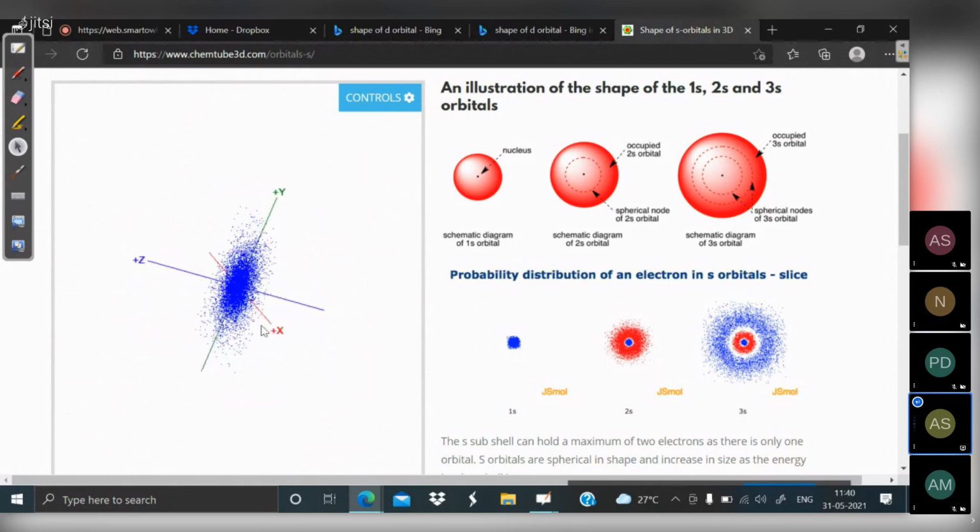The dots represent the probability. The more concentrated a dot appears, the higher is the probability of finding the electron at that particular position. So this is for the 1s orbital.